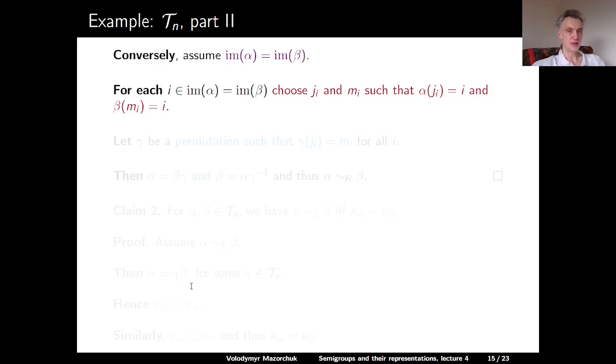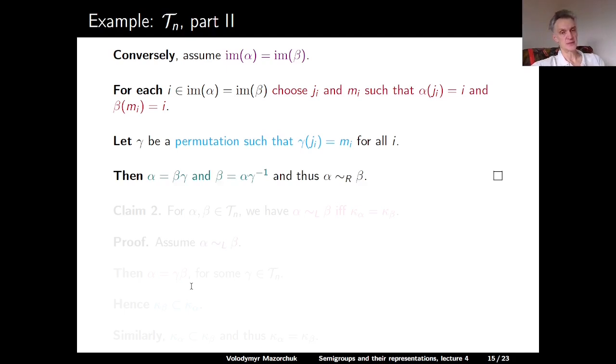For each element i in this common image, choose j_i and m_i such that alpha sends j_i to i and beta sends m_i to i. Let gamma be any permutation which sends j_i to m_i for all i in our common image. Then alpha is equal to beta gamma, and since gamma is a permutation, beta is equal to alpha gamma inverse, which means that alpha and beta are right equivalent.